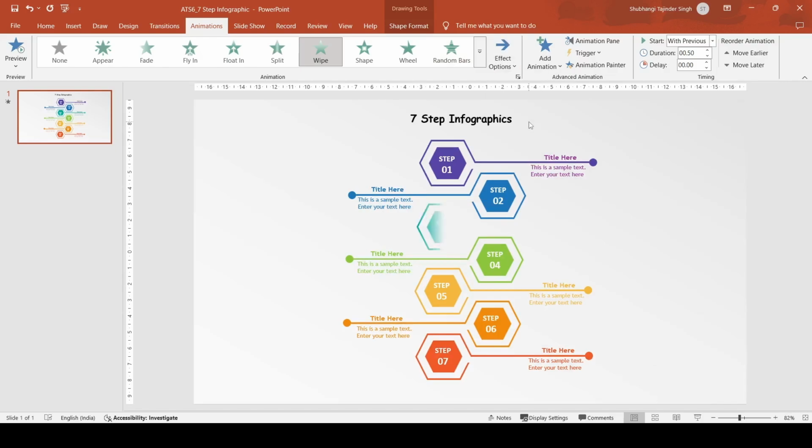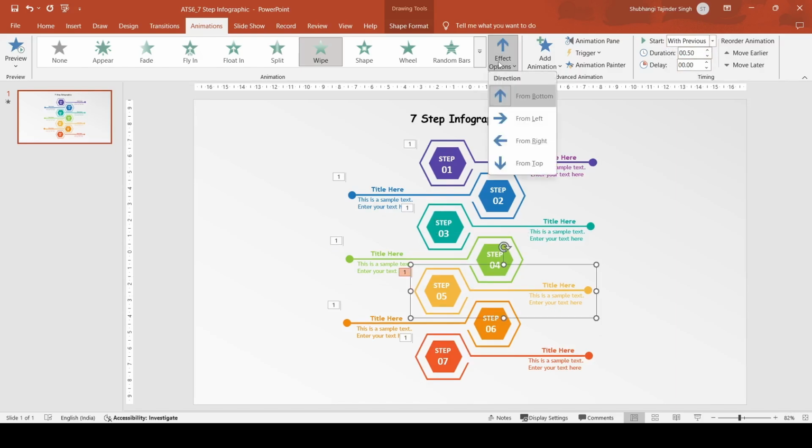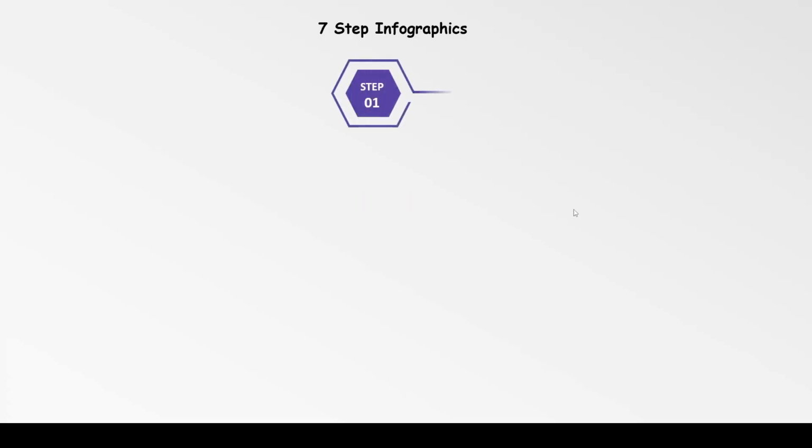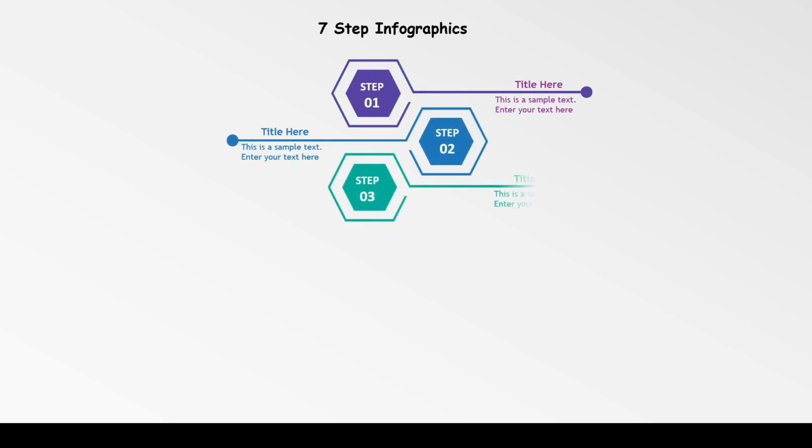We'll apply the same animation to all the shapes and update the duration to slow down animation and update effect options to left and right alternatively. Once done, this is how our final infographic will look like.